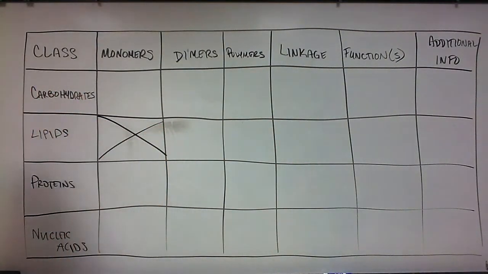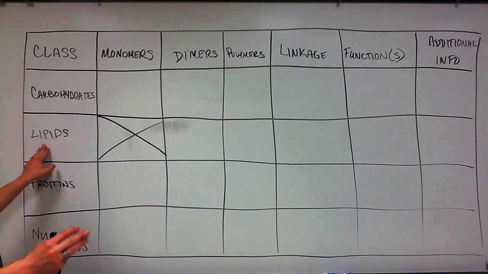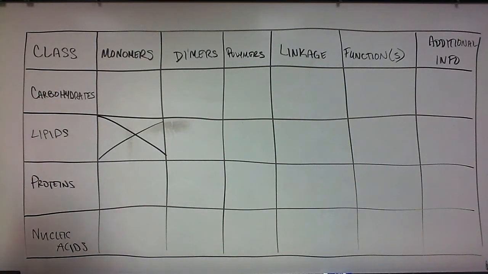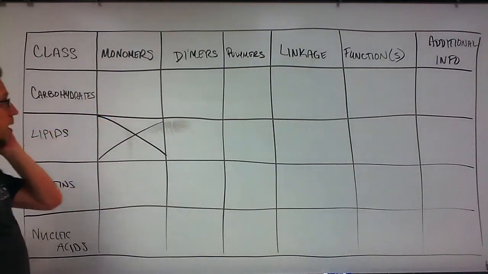Also remember that all of these classes had distinct monomers except for lipids. Lipids do not have a defined set of monomers, because remember there are actually 3 subclasses of lipids that we looked at throughout the course of this lecture. So we're going to ignore lipids for now, and we're going to go ahead and start with carbohydrates.